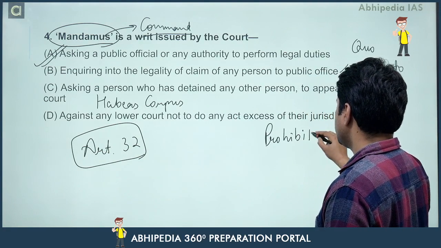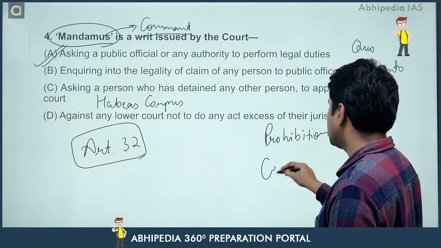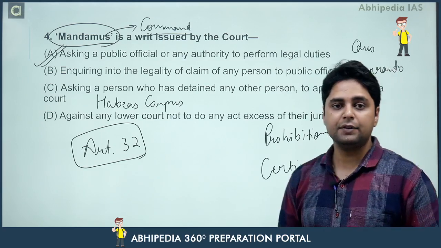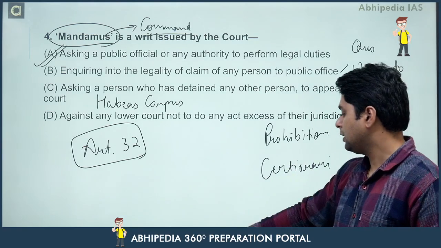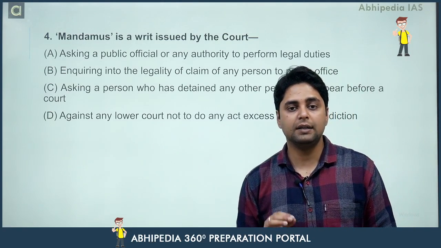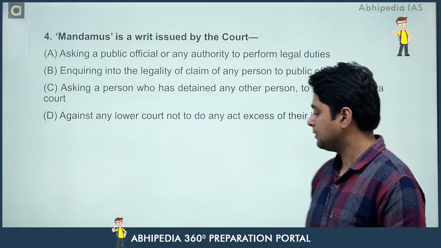The writ of prohibition. And then there is another writ called certiorari. These are the 5 writs under Article 32. And all these powers are also there with the high courts under Article 226.